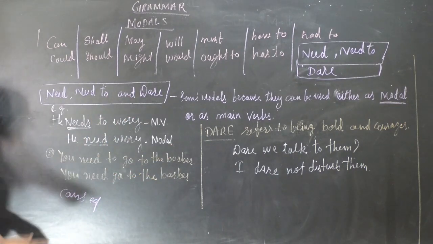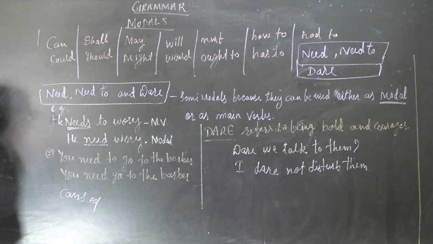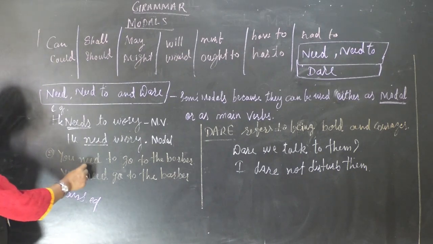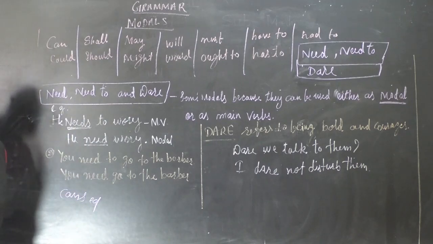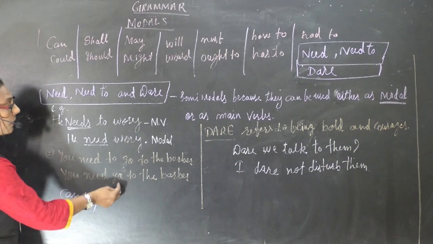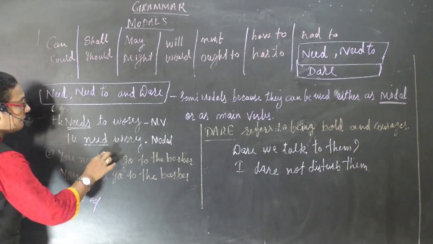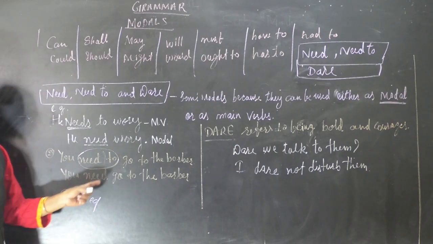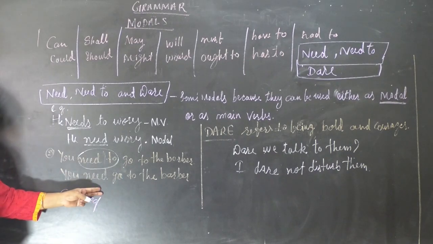Now the second example: I can say that you need to go to the bathroom. You might remember that yesterday we learned that we never use the infinitive form with the modal. See, need to, we never use. So this is used as a main verb. And see here, you need go to the bathroom. We have not written 'to' here. Where we have written 'to', this is the main verb. In the modals, we never use the infinitive form. So here the main verb, and here you need go to the bathroom as a modal.